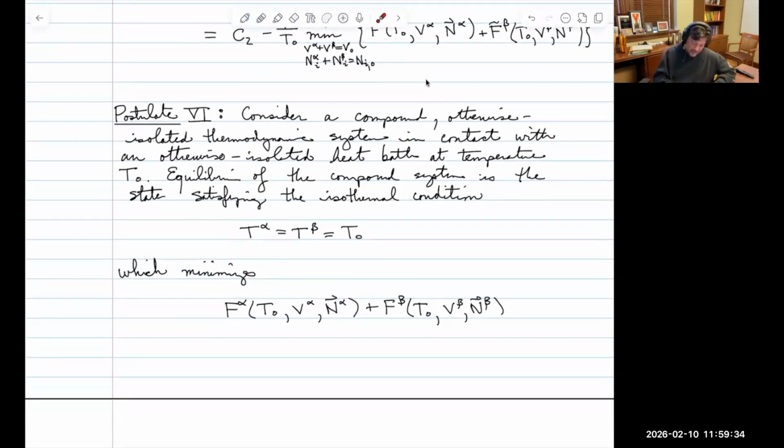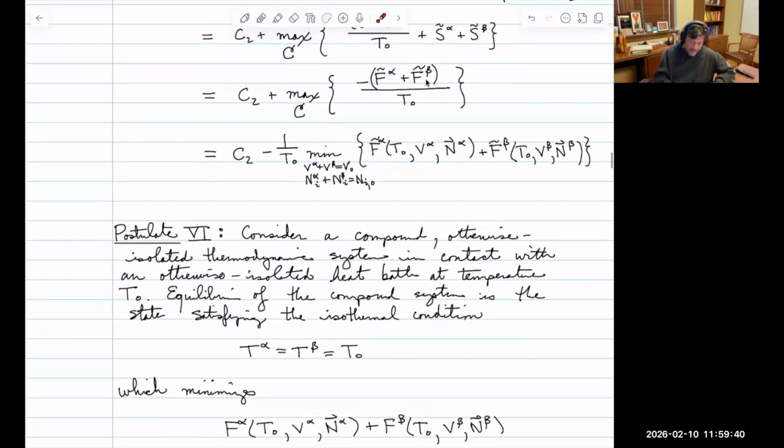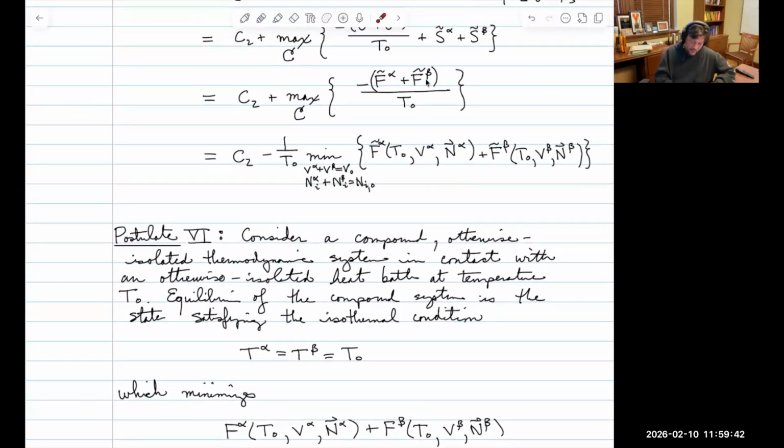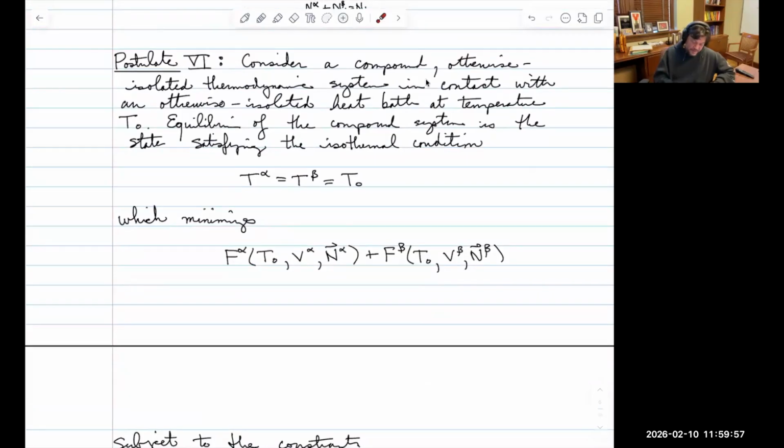And it's that state satisfying the isothermal condition which minimizes. Why is it minimization? It's minimization because before, we were working with a maximum because we were working with entropy, but now that the negative appears, we bring that negative out. That changes a maximum to a minimum. Okay, so that state which satisfies the isothermal condition minimizes the sum of these two free energies.